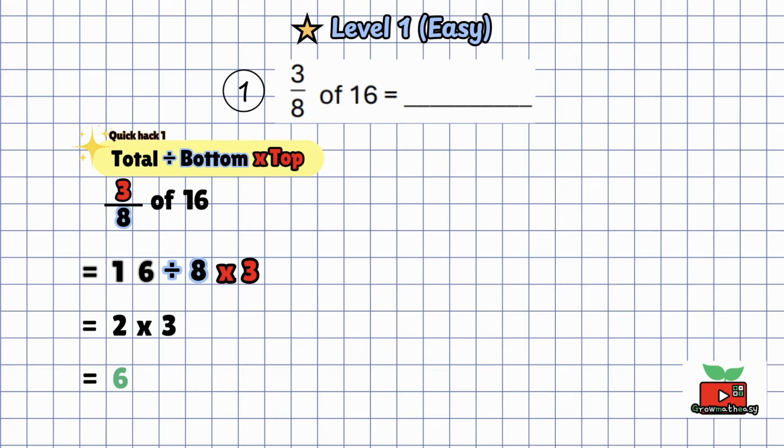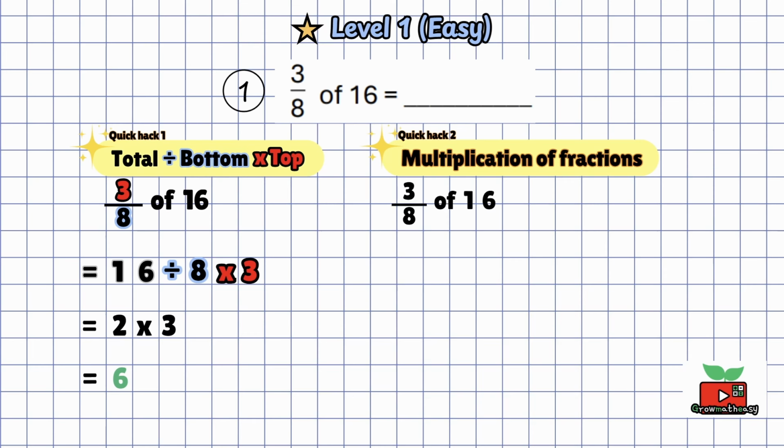Let's check with quick hack 2 using multiplications of fractions. 3/8 of 16 means 3/8 times 16. Always try to simplify before you multiply. It makes things much easier. 8 and 16 can both divide by 8. 8 divided by 8 is 1. 16 divided by 8 is 2.